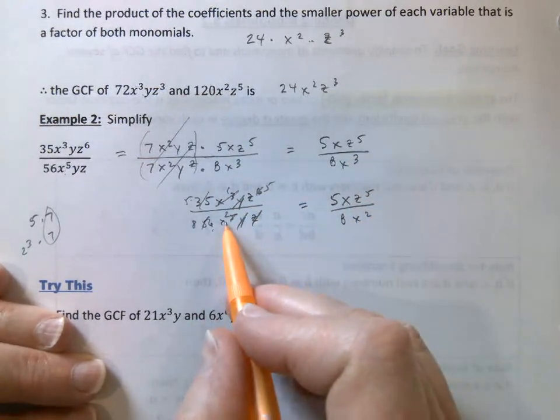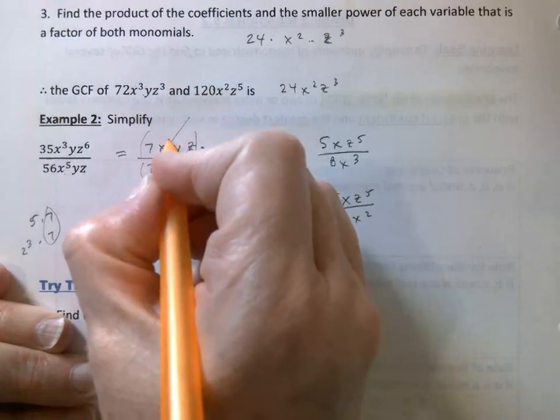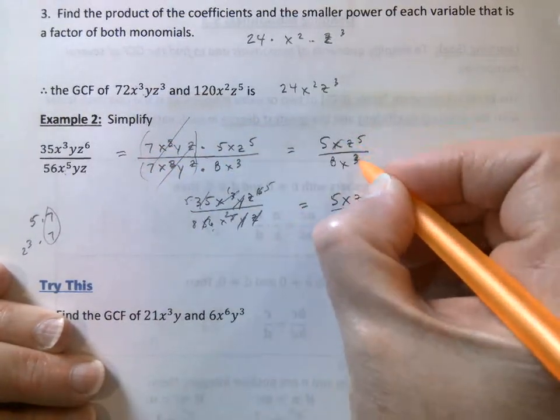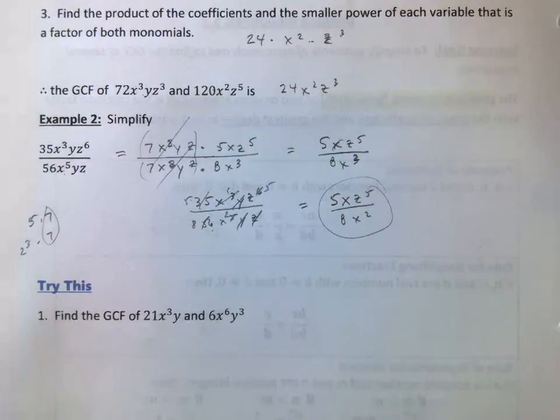Do I have x squared? No, this should have been an x to the 3rd. Crazy. All right, so this is what I should have gotten. But we went over this in class, so you knew I had it right in class.